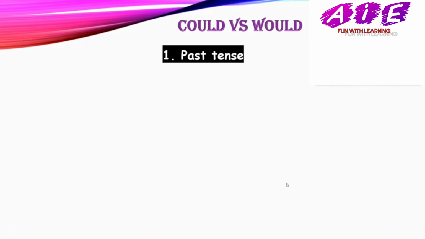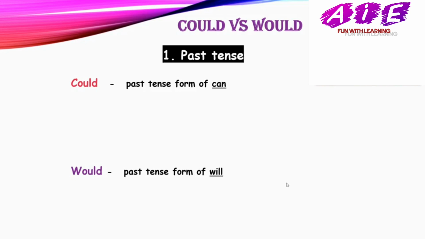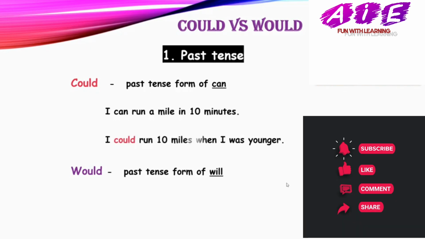Could is the past tense of can and would is the past tense of will. Let us see this sentence. I can run a mile in 10 minutes. This means I have this ability, that is to run a mile within 10 minutes. So this is in the present tense, but we can change it into the past by saying I could run a mile in 10 minutes when I was younger. It means I had the ability in the past, but I don't have it now.